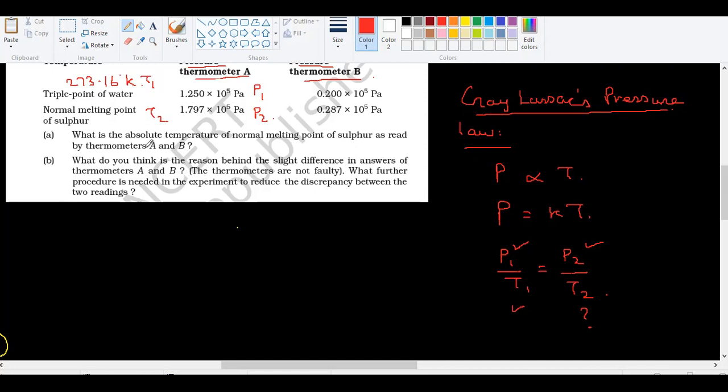But they asked you to calculate for thermometers A and B separately. So in the first case, this will be the case. In the second case, this will be taken as P1, this will be taken as P2. This will be taken as P1, this will be taken as P2. So you have to find out two things. Do it for A and B separately.